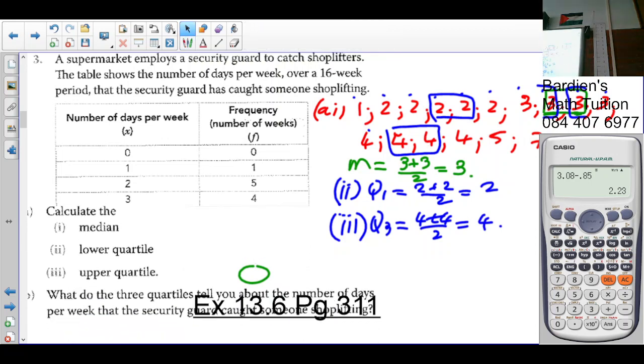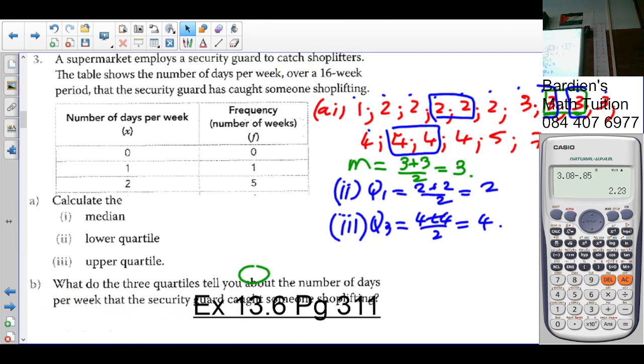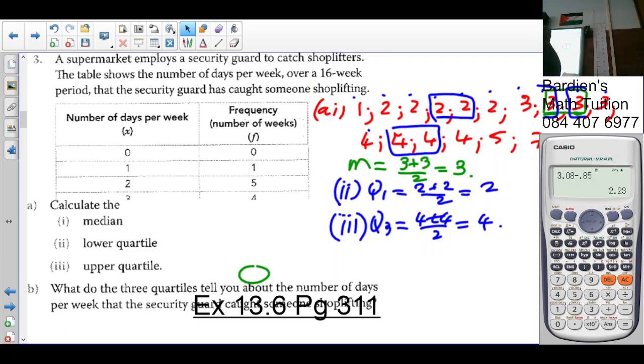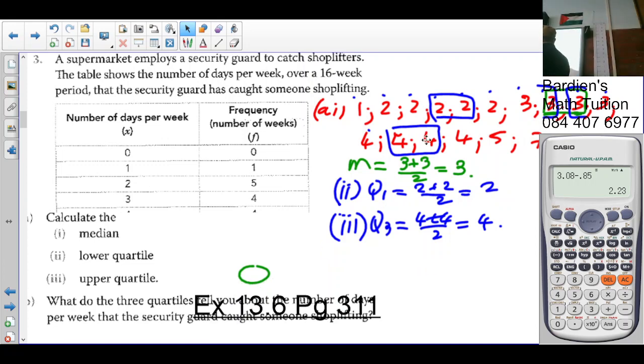The next question was to calculate the interquartile range. You had asked for the interquartile range? Quartile 3 minus quartile 1. What if you had said semi-interquartile range? What does semi mean? Half, no? Semi-final, and semi-circle, and so on, no? So, semi-interquartile range, you work out the interquartile range, then divide by 2. I think it's coming up later.